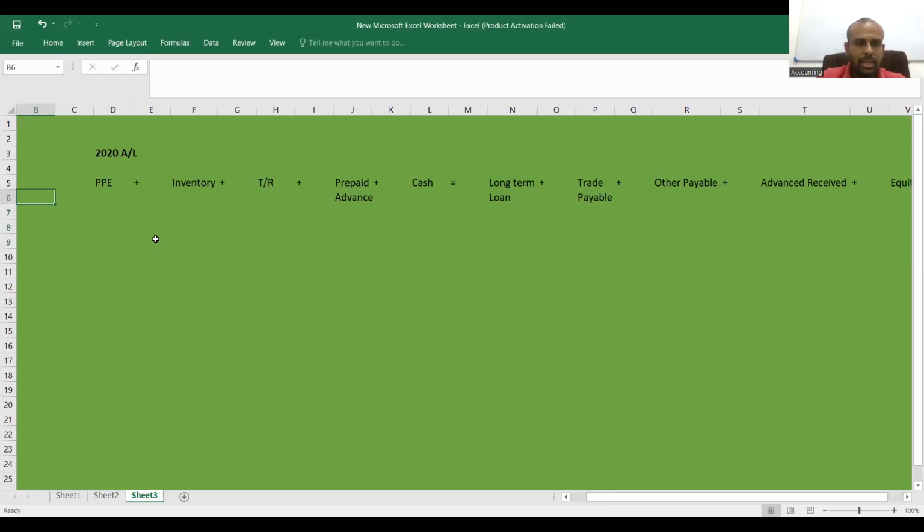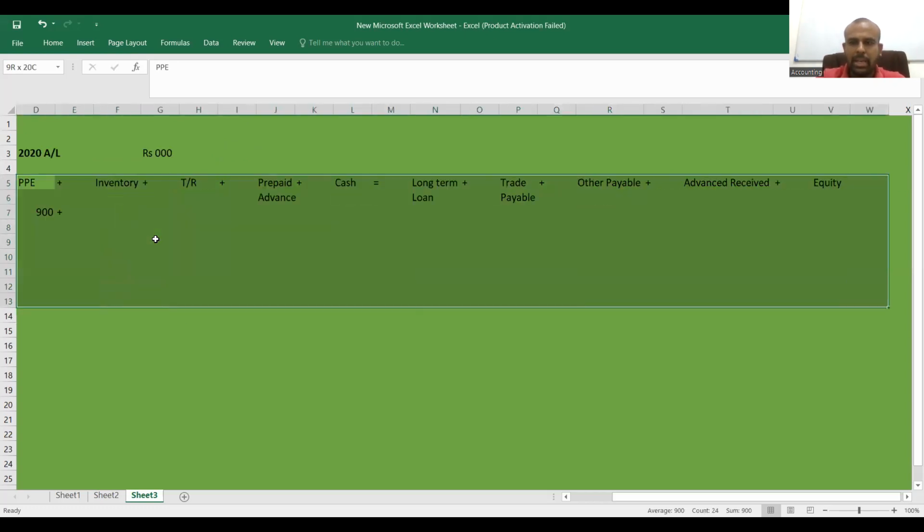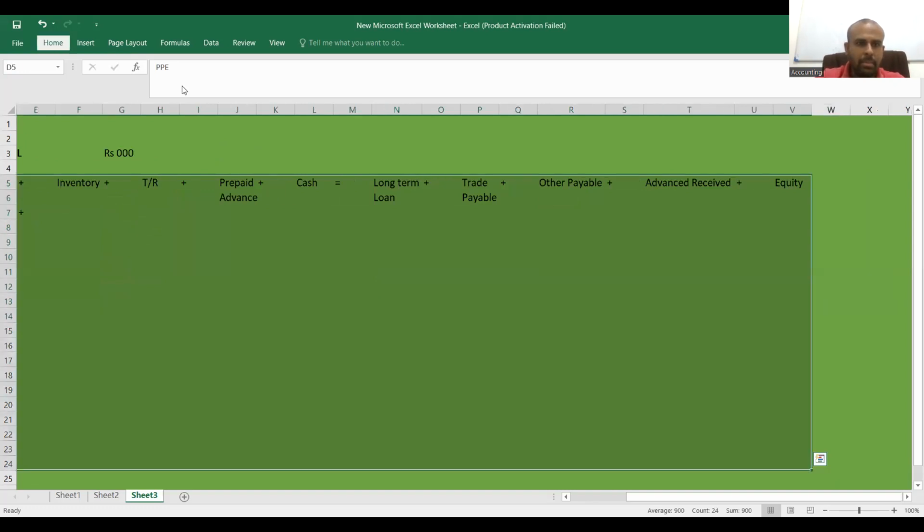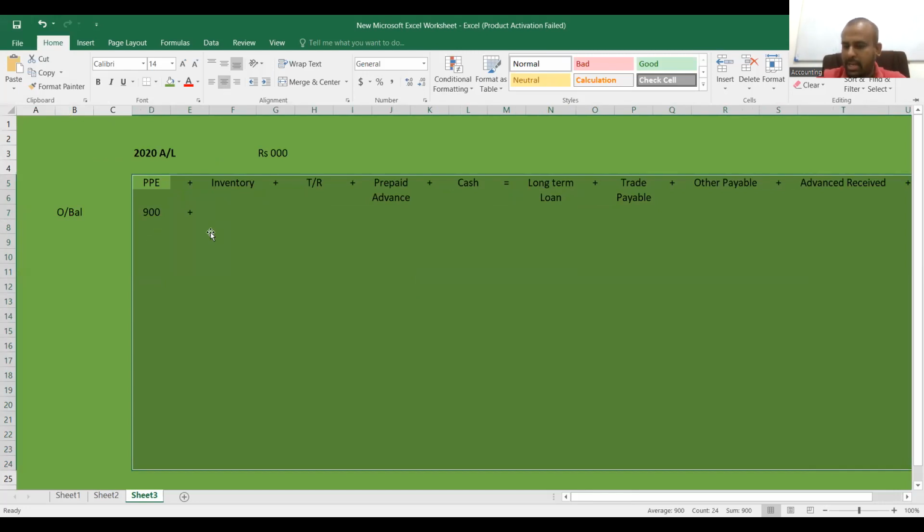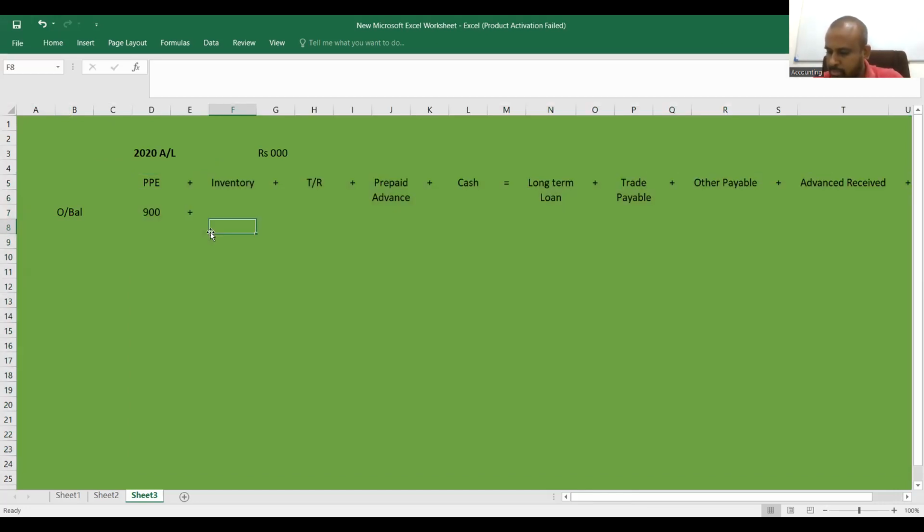You write here opening balances. Property, plant and equipment. We'll do the question in rupees 1,000. Property, plant and equipment opening balance is rupees 900,000. Then inventory. Inventory means the materials you need in maintaining the vehicles. Inventory is 160,000, plus trade receivable 130,000. And they said prepaid 240. And you got the cash balance of 100.